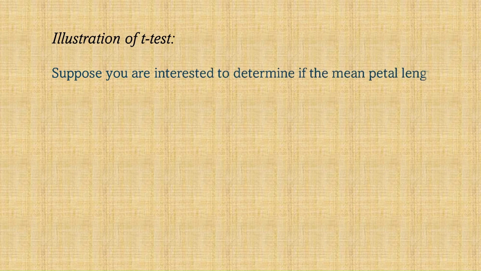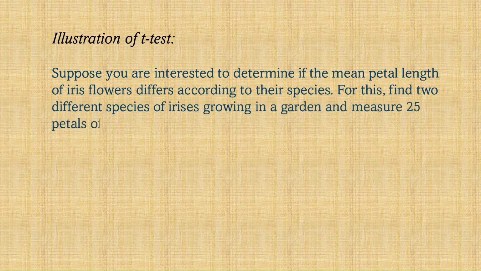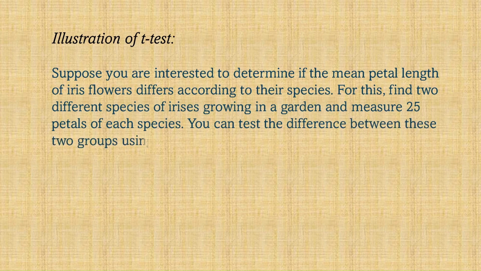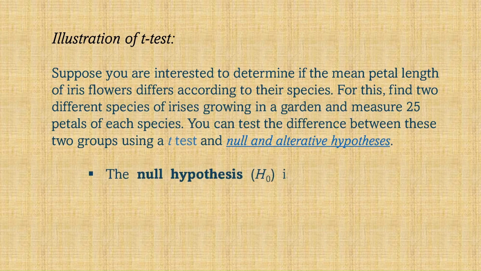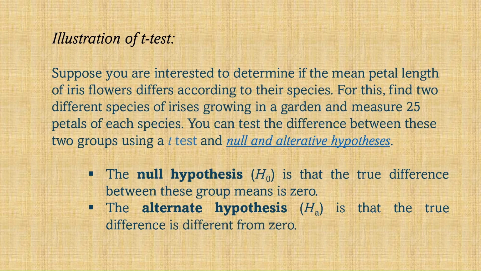Illustration of t-test. Suppose you are interested to determine if the mean petal length of iris flowers differs according to their species. For this, find two different species of irises growing in a garden and measure 25 petals of each species. You can test the difference between these two groups using a t-test and null and alternative hypotheses. The null hypothesis, H sub 0, is that the true difference between these group means is 0. The alternate hypothesis, H sub A, is that the true difference is different from 0.